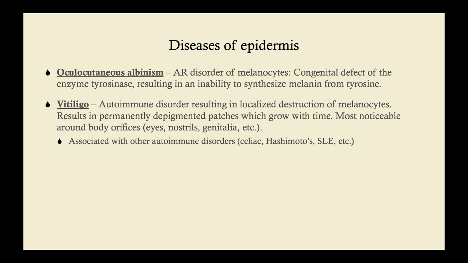Vitiligo is an autoimmune disorder resulting in a localized destruction of melanocytes. And again, this often comes on middle-aged, maybe a little younger, maybe a little older, but it's autoimmune. And it results in depigmented patches. So you don't turn into an albino with vitiligo. You get little patches, and these patches can grow with time. They're most noticed around the bodily orifices, so think like around the mouth, around the nose, around the eyes, around the genitalia, and so that's where you're going to see it the most.